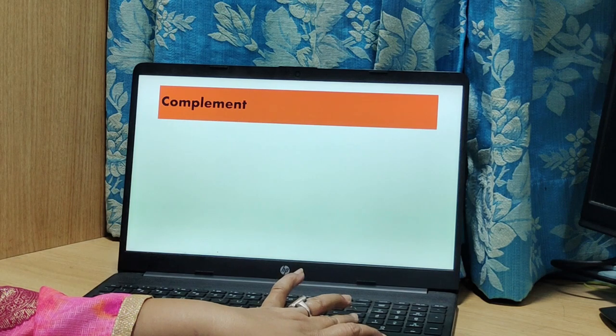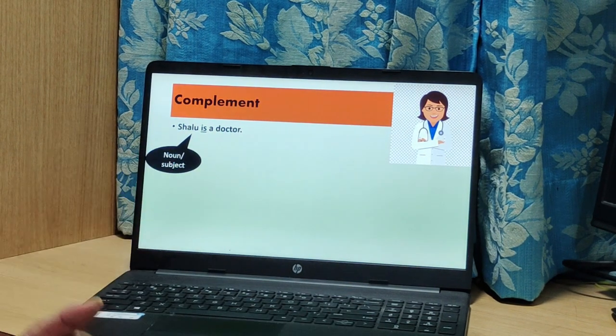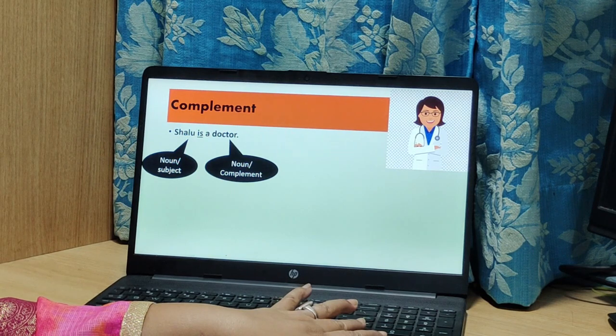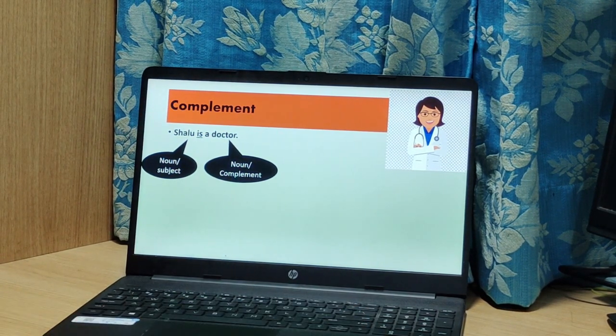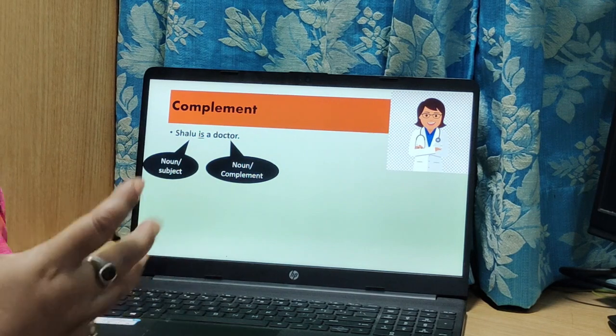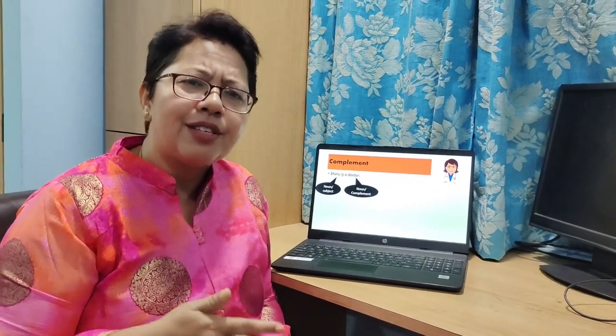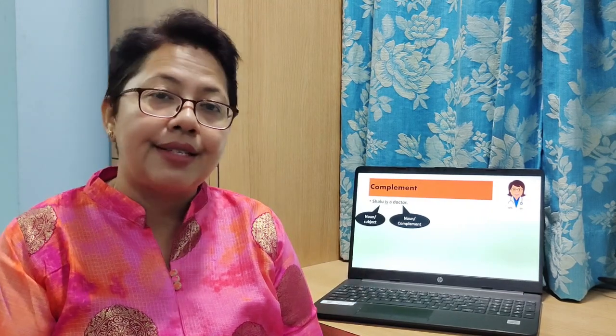But when I talk about the complement, it's a little different here. Shalu is a doctor: Shalu is a noun subject, doctor is again a noun, but it is known as the complement. It completes the meaning of the sentence. Now when I say Shalu is a doctor, what is Shalu? Or if I just say Shalu is, the answer is not complete. Shalu is what? I can say an artist, a singer, but here I've said a doctor. And hence the word doctor is necessary to complete the meaning of the sentence. And again, Shalu and doctor refer to the same person. It completes the meaning, and hence it's a complement.